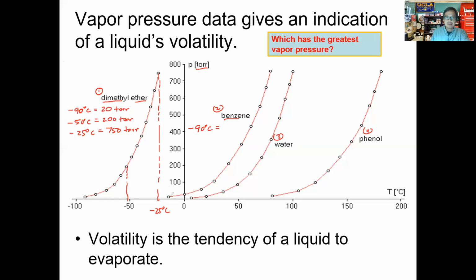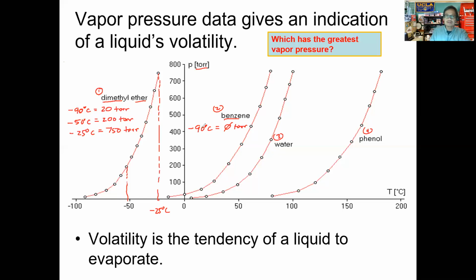So that means here, if you trace this line back, actually it stops right here, but if you trace this curve all the way back, it doesn't even register. So there is no pressure that is registered at negative 90 degrees Celsius for benzene. Let's continue on. Okay. What is the vapor pressure of water?